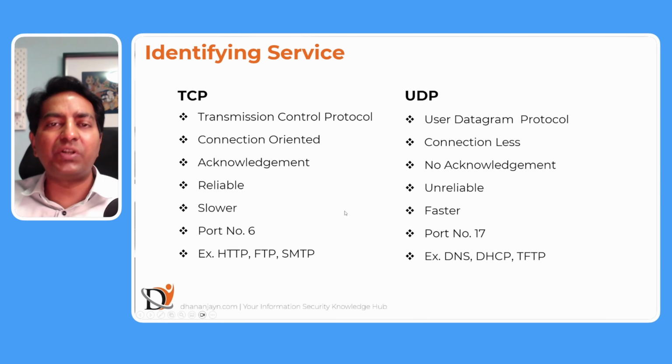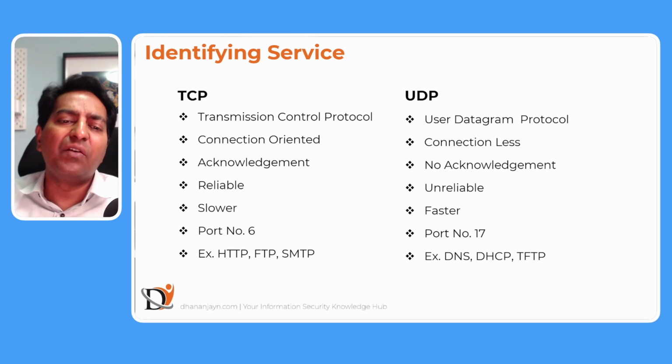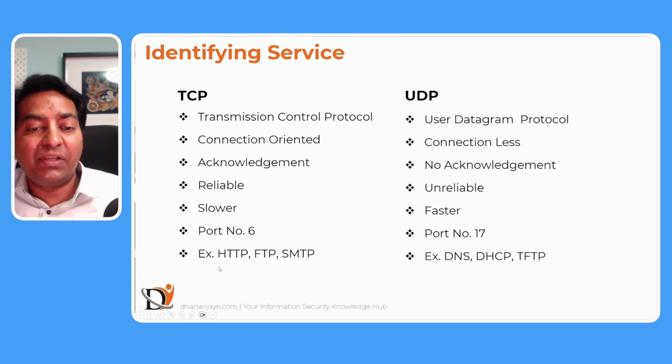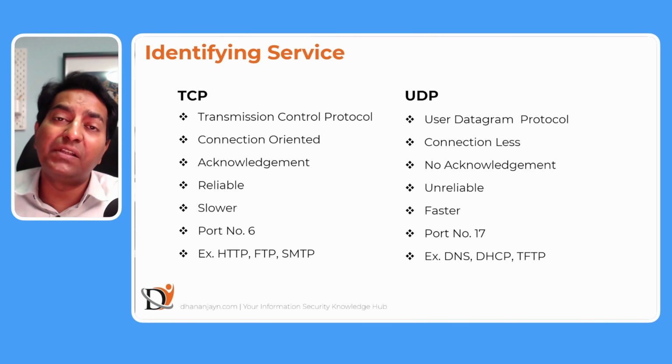Now coming to the port, while we do the packet analysis in Wireshark, we'll see the port numbers. TCP uses protocol number 6, whereas UDP uses protocol number 17. Now talking about the examples, HTTP, FTP and SMTP are some of the examples of TCP. What that means is the HTTP protocol makes use of TCP, FTP makes use of TCP, and the email service SMTP also makes use of TCP.